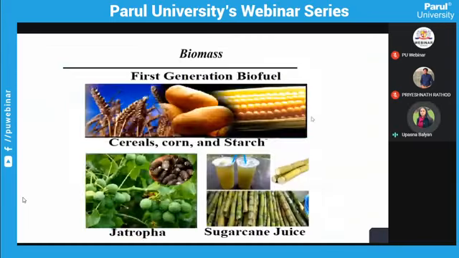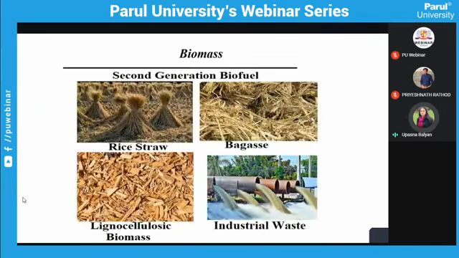For example, when we talk about jatropha, sugarcane juice, starch, these are the first generation biofuels, and these are the second generation biofuels. So this is the basic difference between the first generation and second generation.